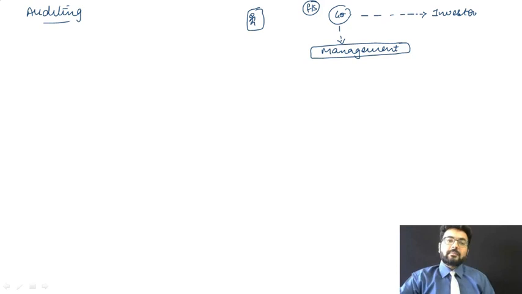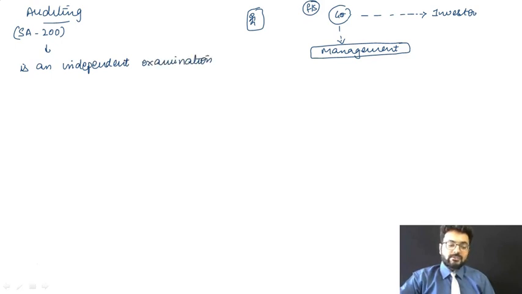So for auditing, there is a particular auditing standard known as SA200. This has given the definition of auditing: auditing is an independent examination of financial statements.